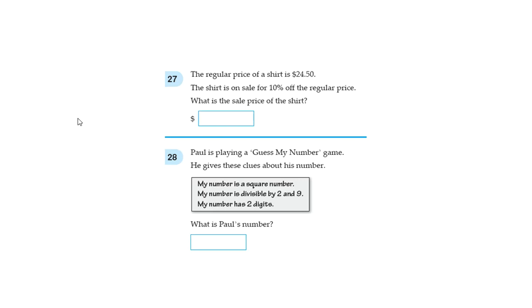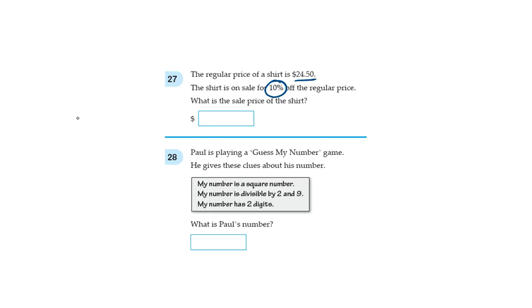Question 27. The regular price of a shirt is $24.50. The shirt is on sale for 10% off the regular price. What is the sale price of the shirt? Okay, so first of all we need to find 10% off $24.50.